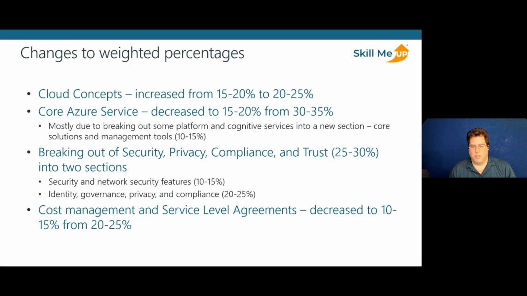As Gregor stated, there were 4 sections previously. There was Cloud Concepts, Core Azure Services, Security, Privacy, Compliance, and Trust all in one section, and then Cost Management and Service Level Agreements, also within the original objectives. They took the Core Azure Services and the Security, Privacy, and Compliance sections and built those into 2 separate sections each. There's still a Core Azure Services section, but that is mostly, and we'll talk about it in more detail in a moment, around the virtual machines and the core networking type services. And then they created a core solutions and management tools section as its own section as well.